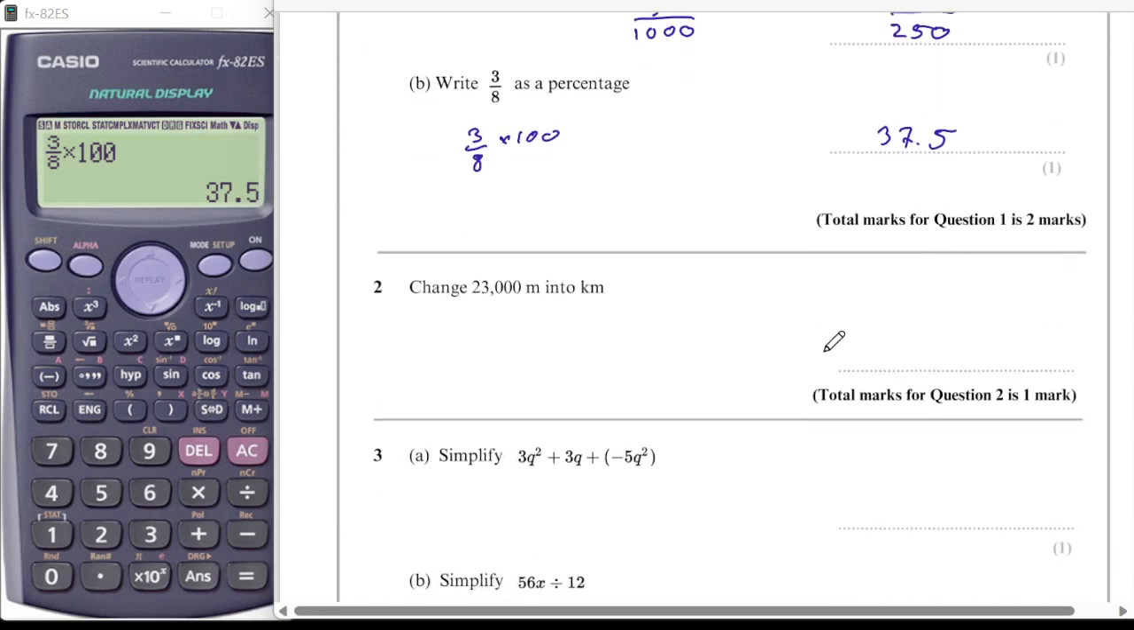Right, question 2. Change 23,000 meters into kilometers. Well, I know that 1 kilometer is equal to 1,000 meters. So 23,000 meters is going to be equal to 23 kilometers. So 23 kilometers.